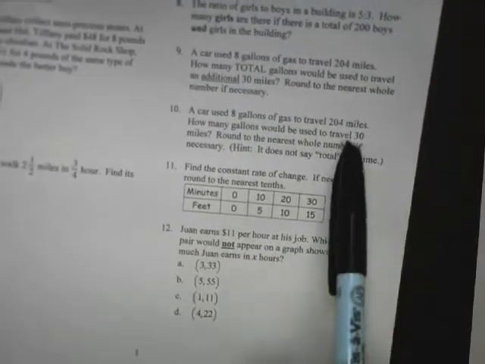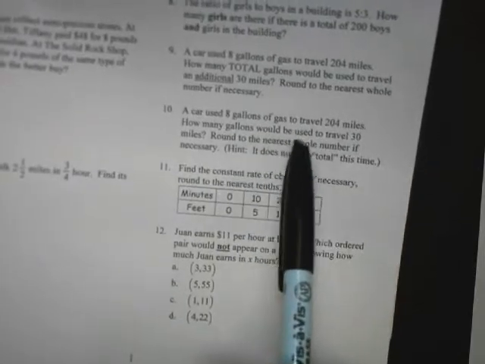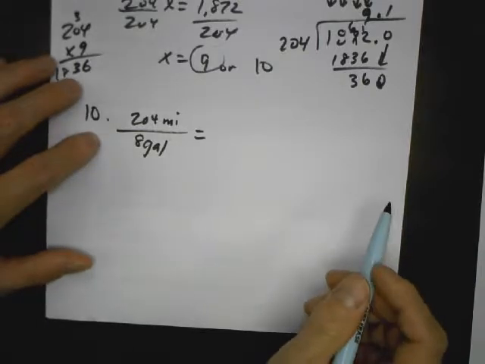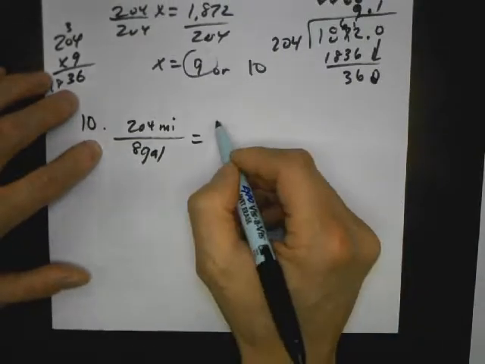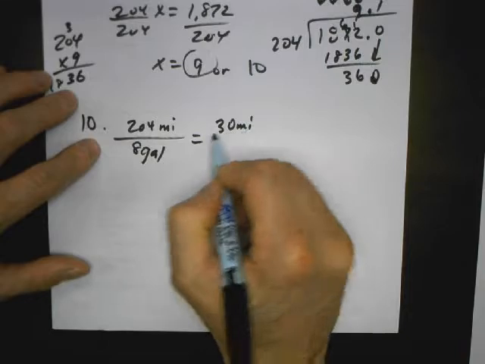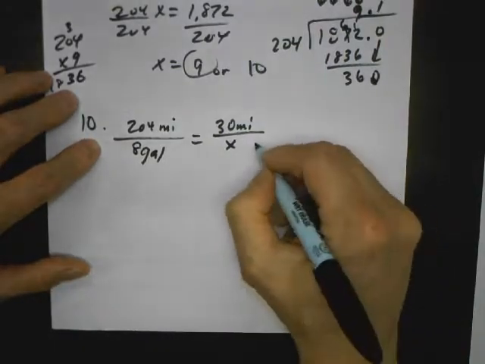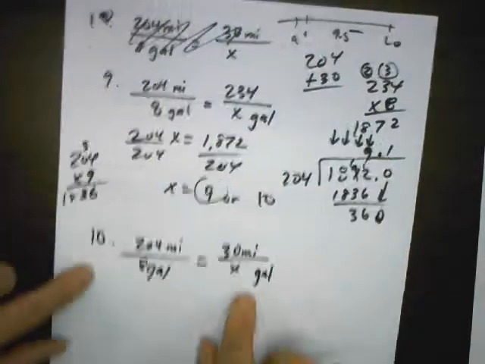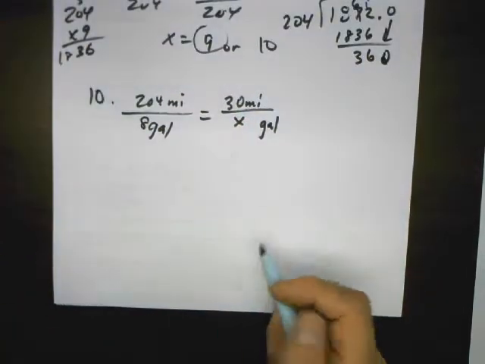But the difference is this time they say how many gallons would be used to travel 30 miles. They didn't say an additional, or they didn't use the word total. They just said 30 miles, period. So that's the difference. Last time I had to add, this time I didn't, because they didn't say total or additional.